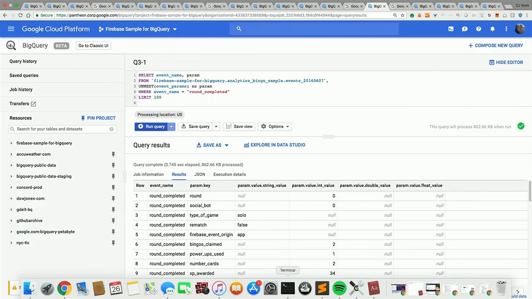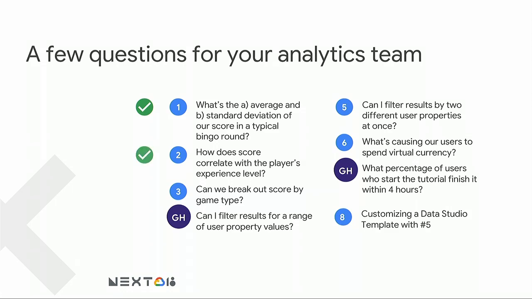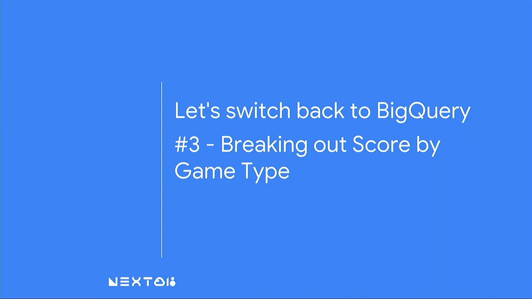So here, we'll go back to the code to finish number 2. Actually, we already finished number 2. Let's go back to the slides and we'll move on. All right, so we covered the correlation. Next one is how do we break out score by game type? All right, so switching back to the demo.